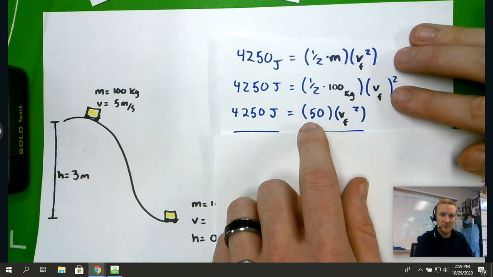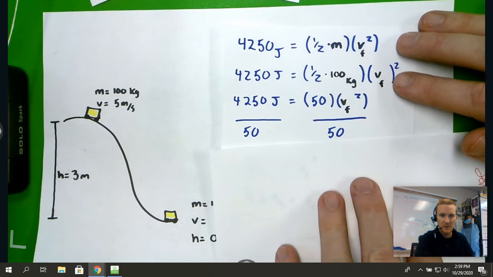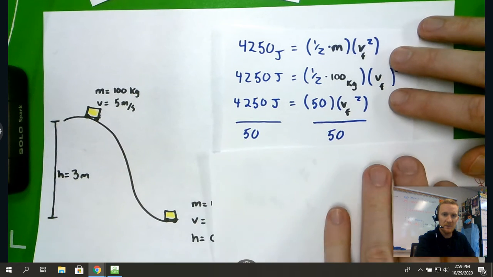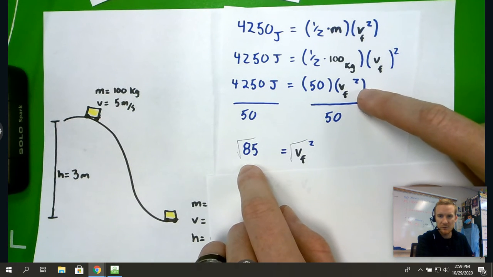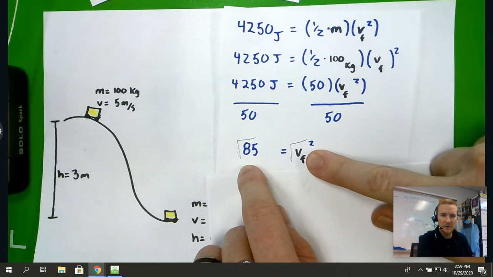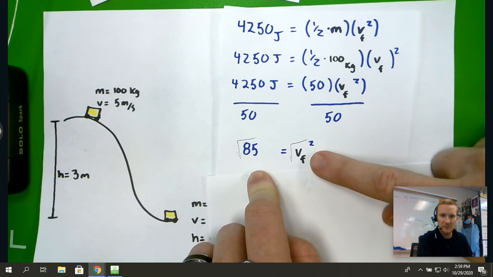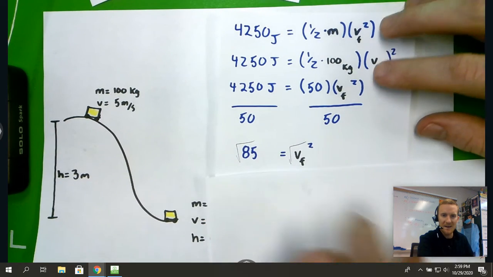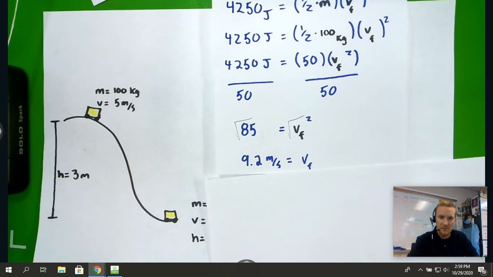To do that, I'm going to divide both sides by 50, because I want to get velocity all by itself. Okay? So if we divide both sides by 50, right, 4,250 joules divided by 50 is equal to 85, okay? And because I had to square my velocity value, right, my final velocity squared is equal to 85. To figure out what my final velocity is by itself, we're just going to take the square root of both sides, so we can cancel that out. So the square root of 85 is equal to 9.2 meters per second, right? And that's going to be our final velocity, okay?